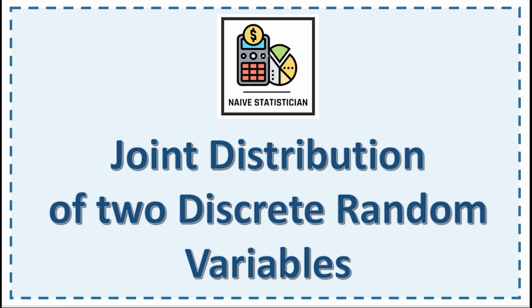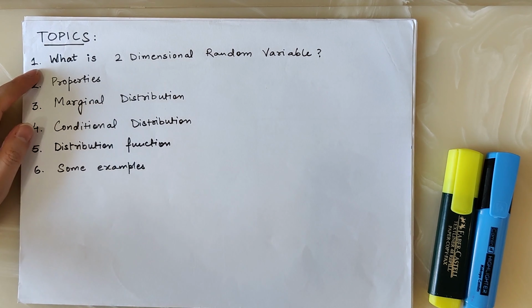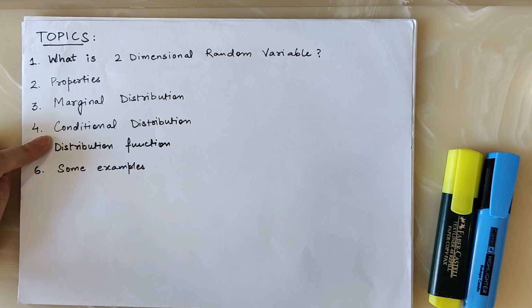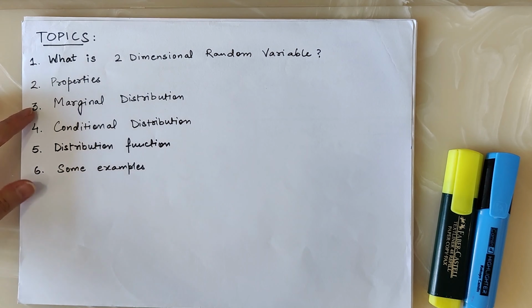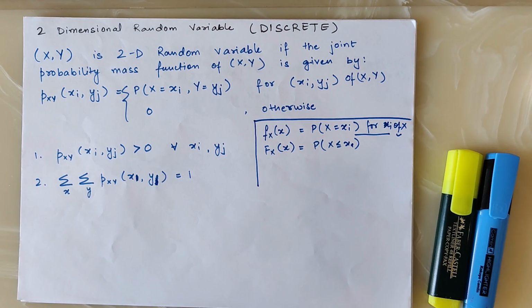In this video, we are going to talk about joint distribution for two discrete random variables. The topics that we are going to cover in this video are: what is a two-dimensional random variable, its properties, its marginal distribution, the conditional distribution, and the distribution function. We are going to cover some examples through which we are going to cover all of these topics. Now let's move on to our first topic, that is, two-dimensional random variable.